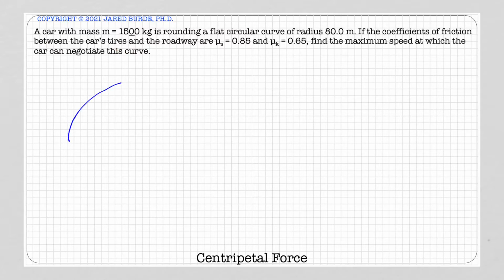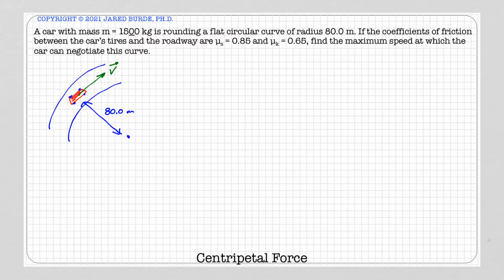So we imagine a circular curve. Here is our car traveling along that circular curve. It'll be traveling straight ahead at some unknown velocity, and the curve itself has a radius of 80 meters. So here the car is following a circular path. This curve is a portion of a circle.